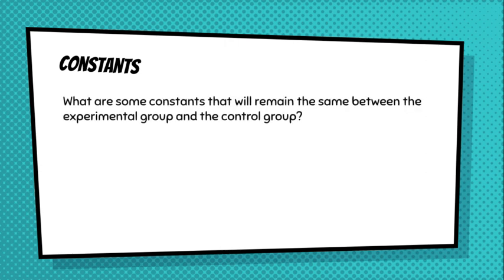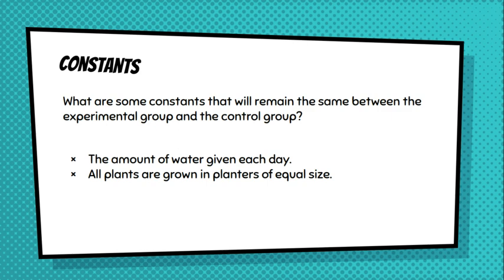Okay, and we're back. So for our constants, again, we said they are things that will remain the same between the experimental group and the control group, because they would mess up our experiment if they weren't. We may think maybe this is a cause of creating the difference in height instead of the amount of fertilizer. It could be the amount of water given each day. It could be that all plants are grown in planters of equal size. If I have a plant growing in a teeny 3-ounce cup versus in a huge planter, that could have an effect on the way that a plant grows.